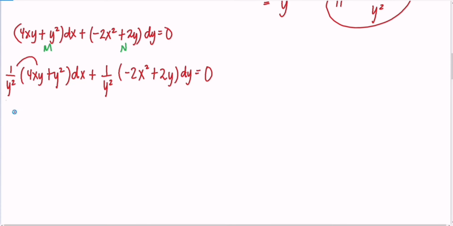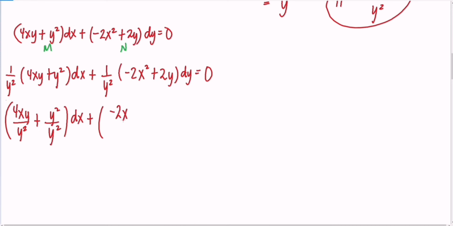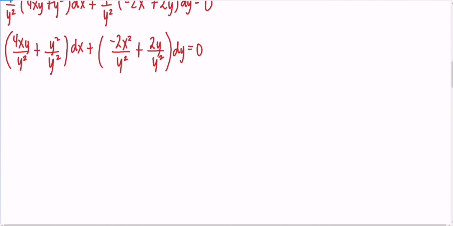Pag minultiply ko siya dito, sige, lagay na lang muna natin 4xy over y squared plus y squared over y squared. Ayan, inisa-isa ko lang siya, guys. So, in over y squared ko lang, since 1 over y squared naman siya. Okay? And then dx plus, so dito naman, magiging negative 2x squared over y squared plus 2y over y squared, dy equals 0. Ayan. So, ano na natin 'to?